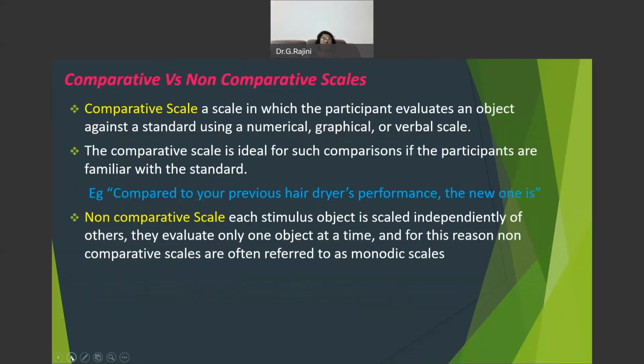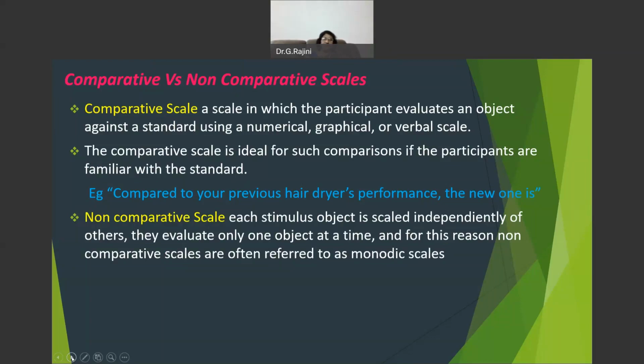Then we have comparative versus non-comparative scales. A comparative scale is one in which the participant evaluates an object against a standard using a numerical, graphical, or verbal scale. A smiley also is there, no? You can use something like that. A comparative scale is ideal for such comparison if the participants are familiar with the standard, like comparing your previous hair dryer's performance with the new one.